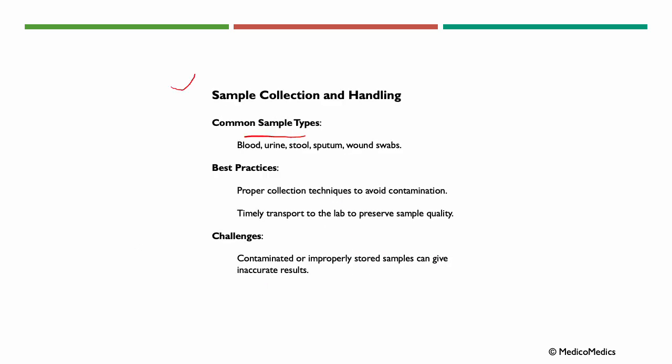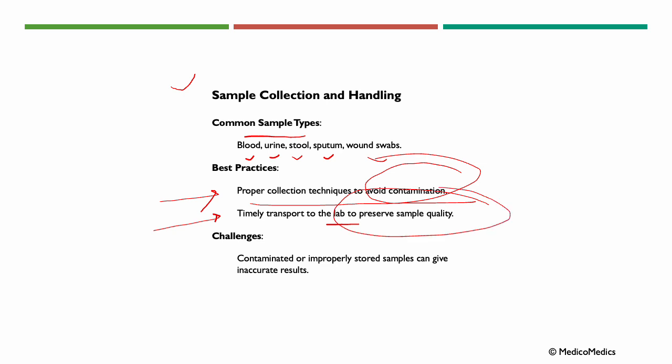Now, sample collection and handling. Common sample types include blood, urine, stool samples, sputum, and wound swabs. Best practices: proper collection techniques to avoid contamination, and timely transport to the lab to preserve sample quality. Challenges: contaminated or improperly stored samples give inaccurate results.